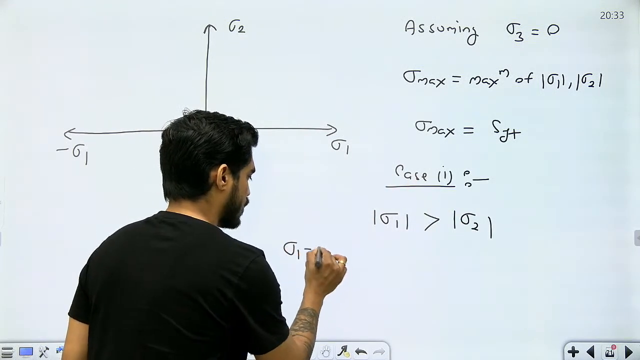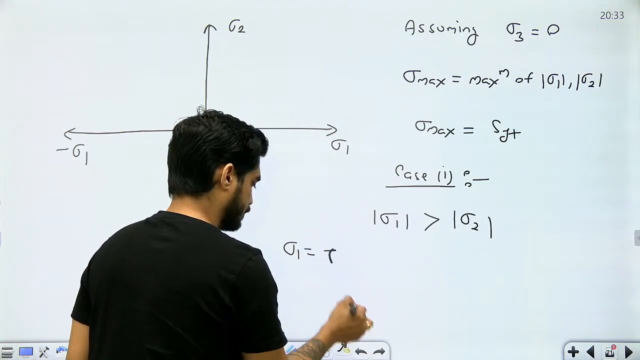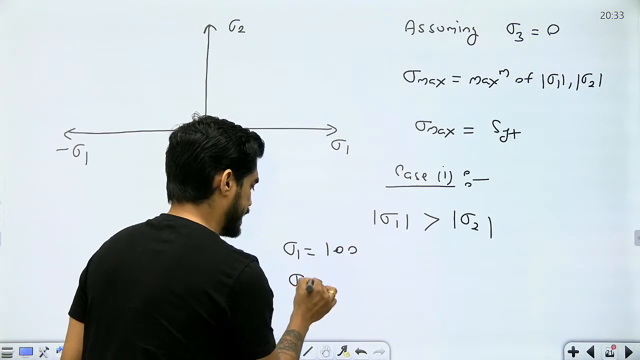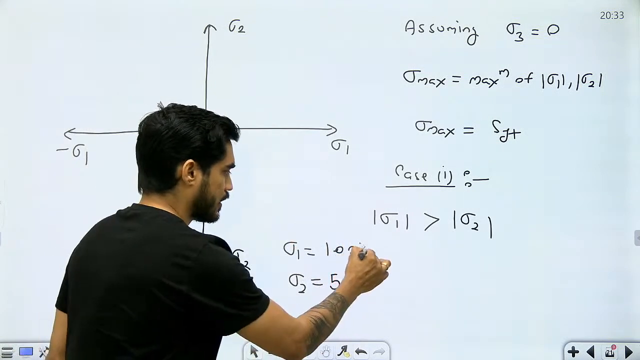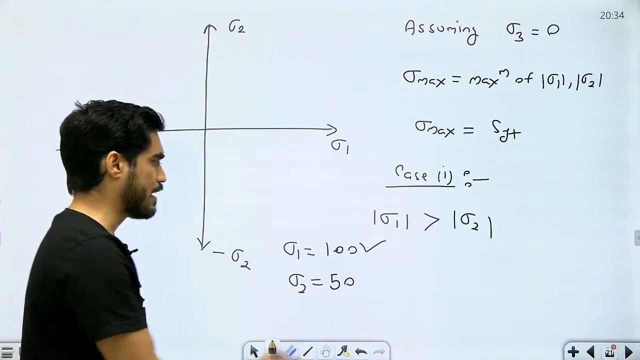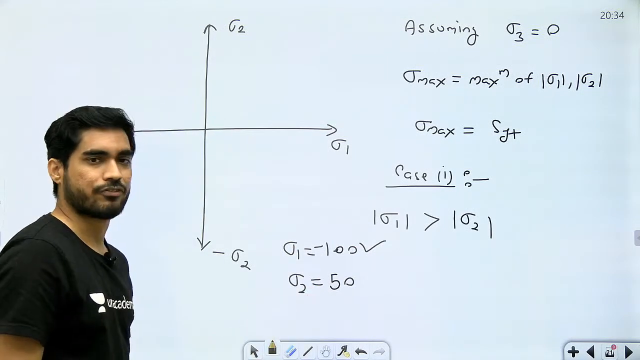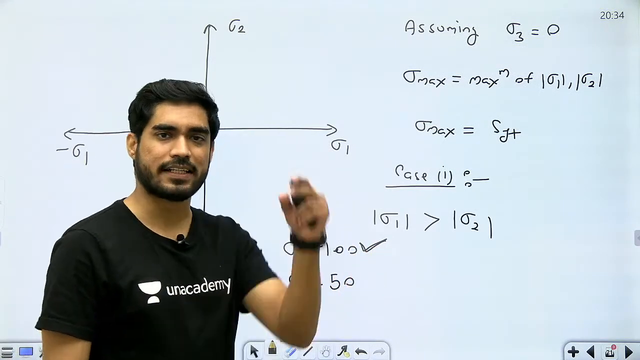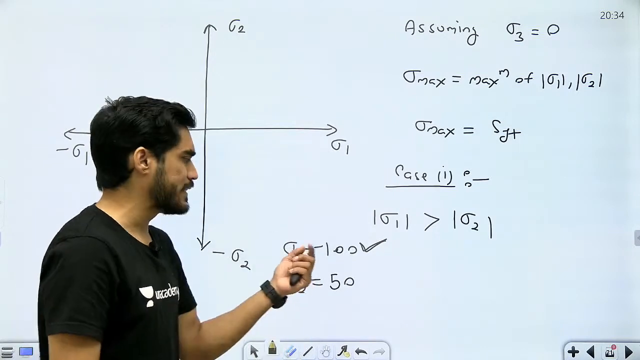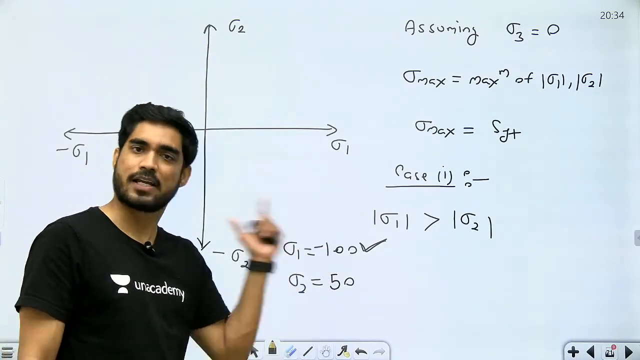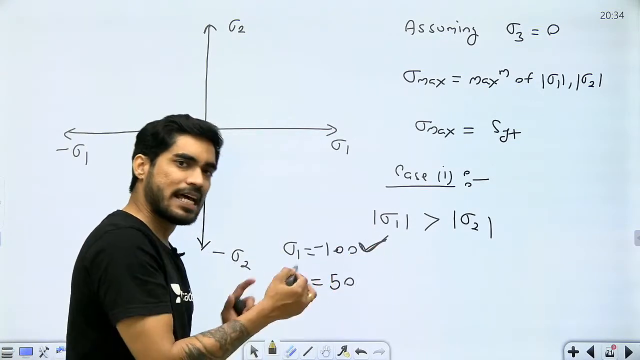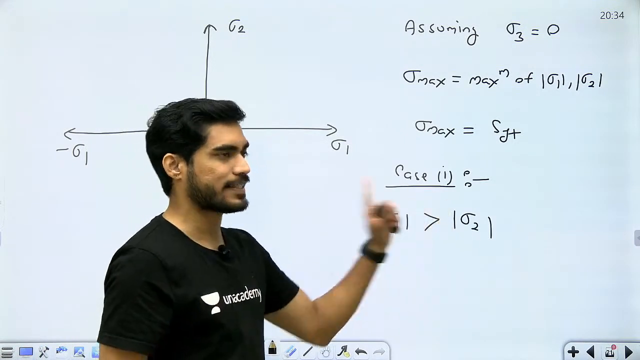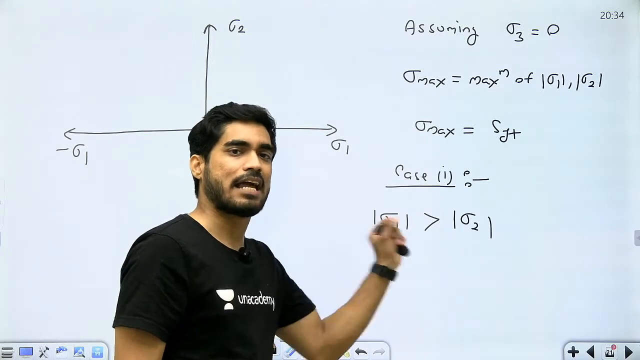Okay, let's say sigma 1 is 100 and sigma 2 is 50. Which one is greater? This is greater, right? Let's say sigma 1 is minus 100 and sigma 2 is 50. Then which one is greater? Again sigma 1 is greater, because negative sign does not mean it is less than 0. Negative sign means it is compressive stress. Positive means tensile, negative means compressive. So it will remain maximum either plus or minus. So here I am writing the magnitude of sigma 1 is greater than sigma 2. So it can be plus sigma 1, it can be minus sigma 1.